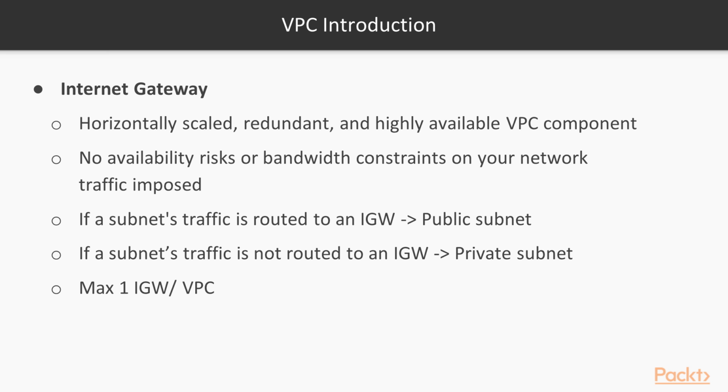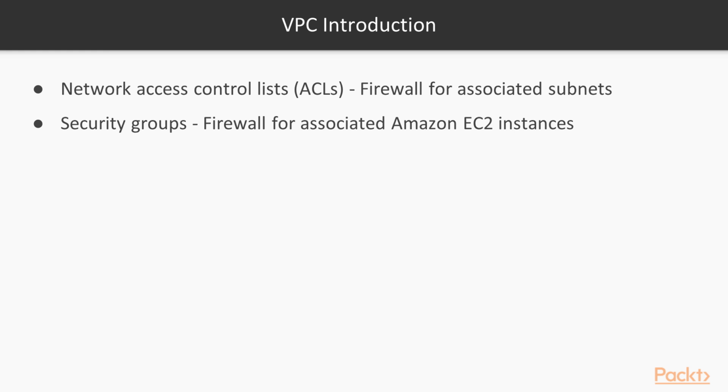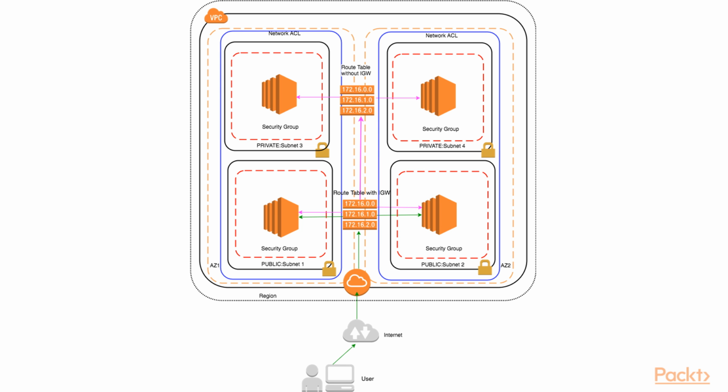You can have a maximum of 1 internet gateway attached to a VPC. You can either specify it or you don't, but you can only attach a maximum of 1. Then there are network access control lists, or ACLs, which act as a firewall for associated subnets, controlling both inbound and outbound traffic at the subnet level. Security groups act as a firewall for associated Amazon EC2 instances, controlling both inbound and outbound traffic at the instance level. Now, let's recap what happens when we create our own custom VPC.